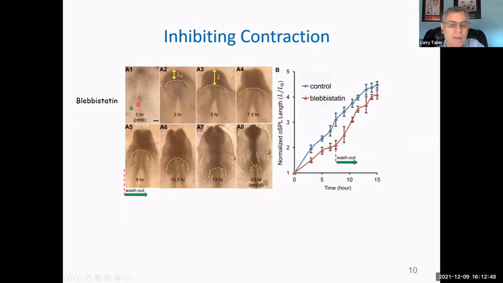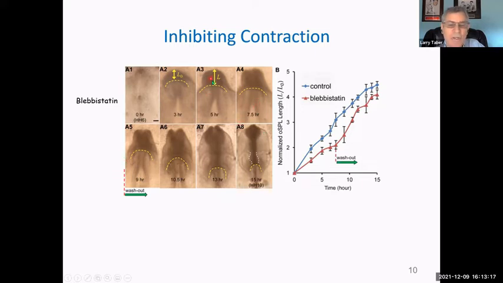So to study the effects of contraction, we exposed embryos to the myosin inhibitor blebbistatin. So this embryo was exposed to blebbistatin for 7.5 hours. Then the drug was washed out. Incubation continued for another 7.5 hours. So as you can see, the drug had little effect on the initial folding. But what it did have an effect on was the rate of folding.